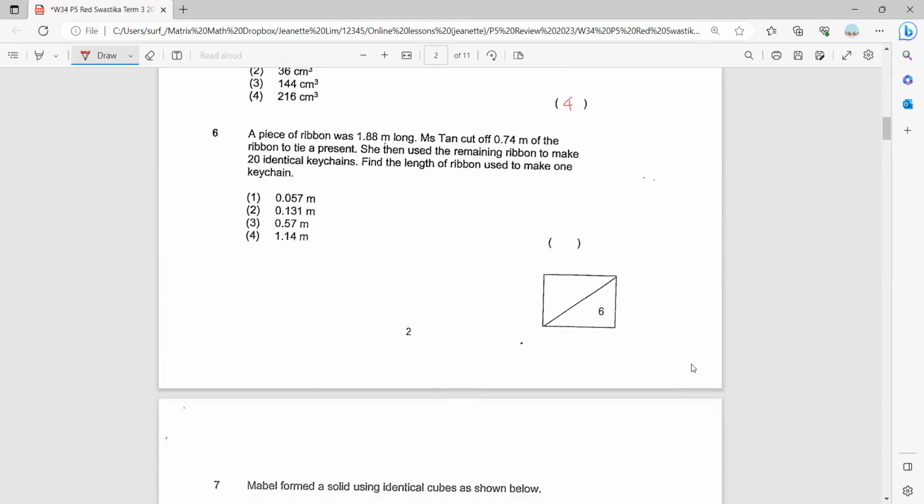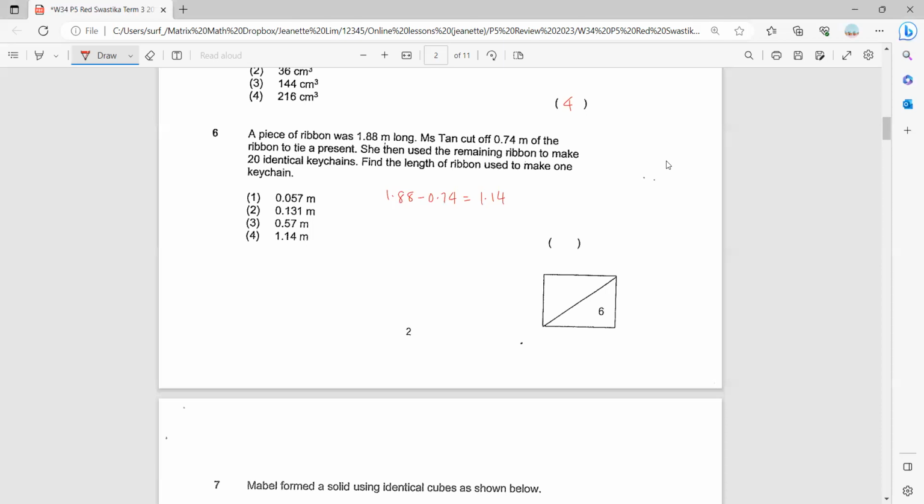Question 6. A piece of ribbon was 1.88 meters long. Miss Tan cut off 0.74 meters of the ribbon to tie a present. She then used the remaining ribbon to make 20 identical keychains. Find the length of ribbon used to make one keychain. Okay, so first your total is 1.88. She cut off 0.74 for the present. So we need to remove that. So 1.88 minus 0.74.